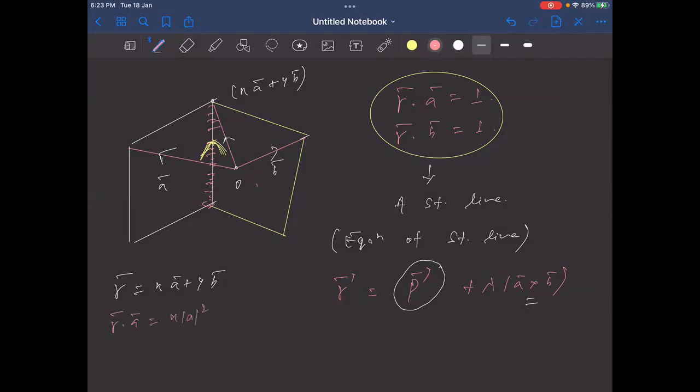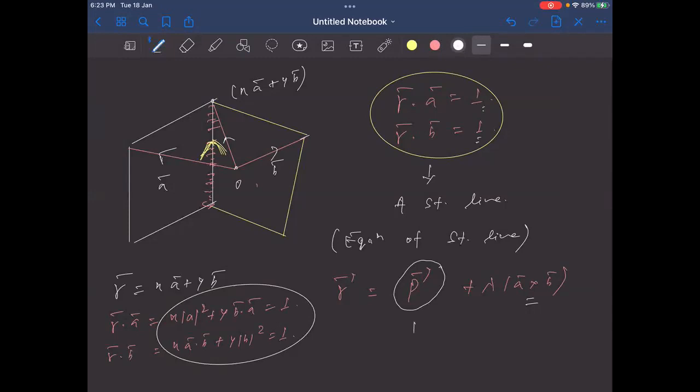we get x mod a square plus y v dot a. r dot a is 1, so this will become 1. Then we'll take the dot with v. By solving these two equations, don't you think we'll get the value of x and y? r dot a will be 1, right? No, because it is given as 1. Can we get the value of x and y by solving this? Yes, sir, we can.